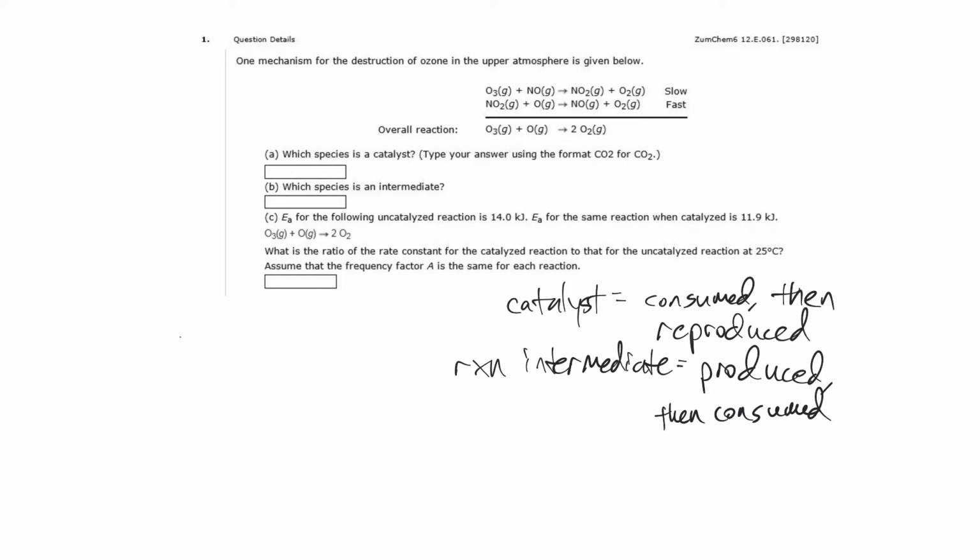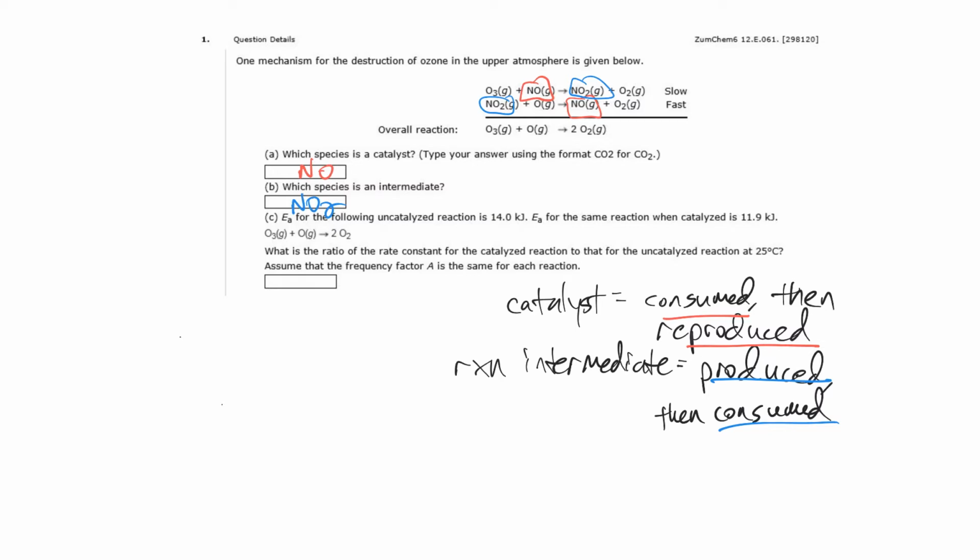So if we look at the species in the reaction mechanism above, notice that nitrogen monoxide is consumed in step 1. It's a reactant in step 1. And then in step 2 it's reproduced. That makes it a catalyst. So NO is the catalyst. The other species that crosses out in the mechanism is NO2. NO2 is produced in the first step and then consumed in the second step. That makes it a reaction intermediate.